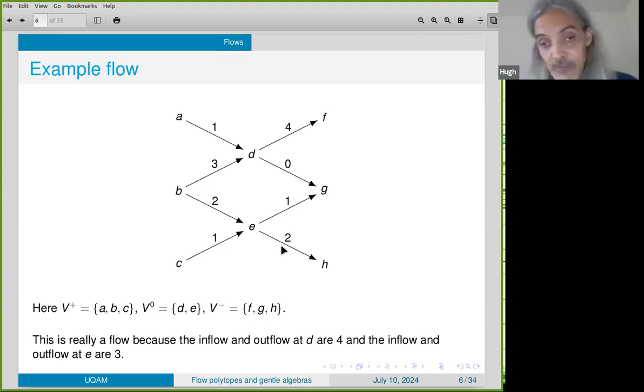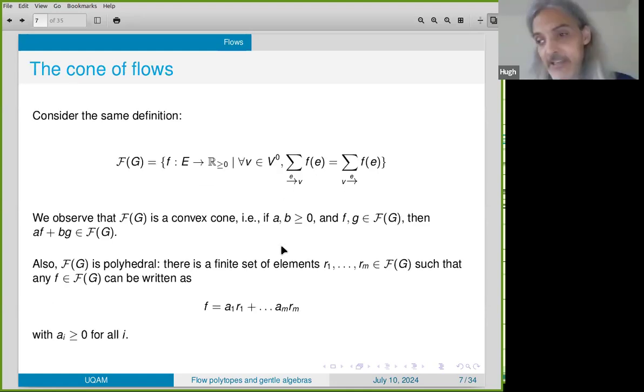So combinatorialists are interested in understanding the collection of all the flows. So what kinds of technique could we use to study the collection of all the flows? Well, if we have a graph G and the flows, as I defined them on the previous slide, this is a convex cone. That is to say, if we have 2 flows and we take a non-negative linear combination of them, it will also be a flow.